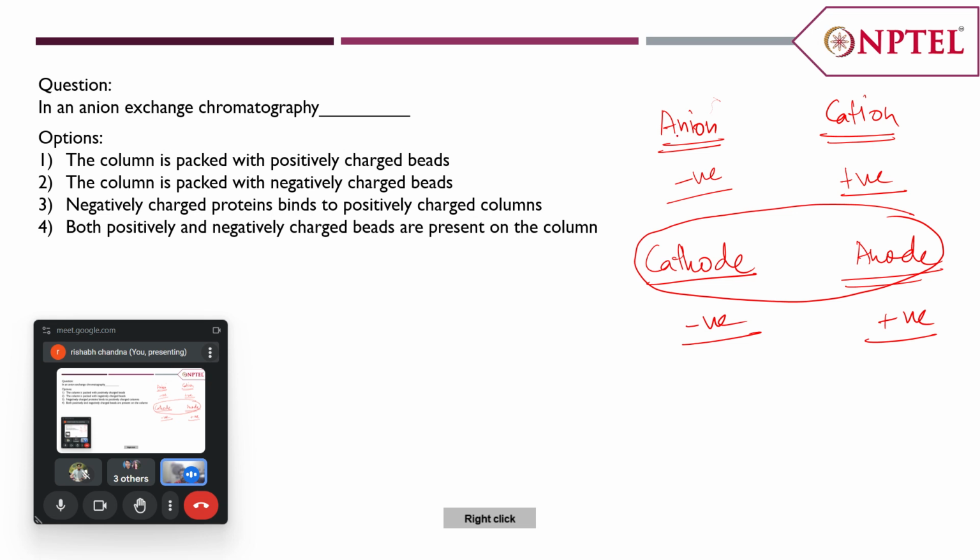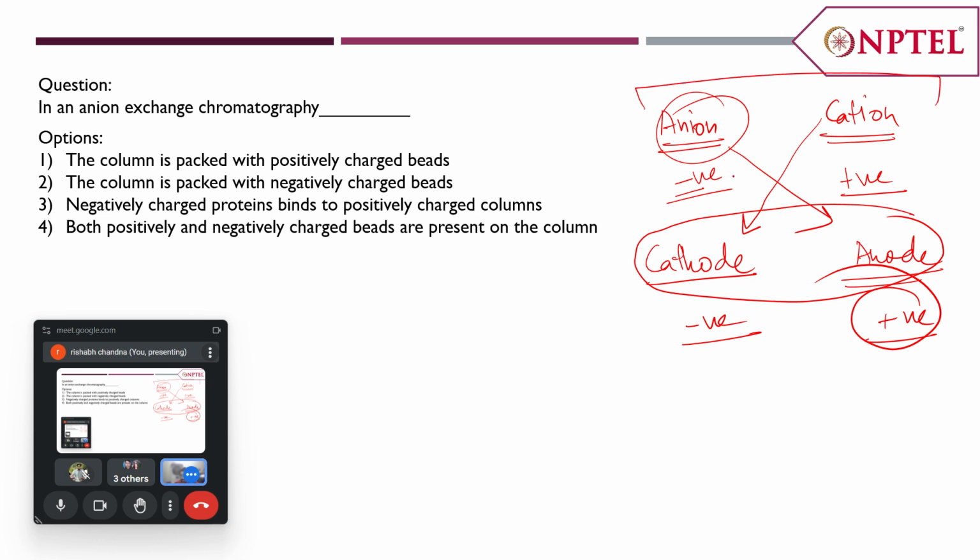So how to remember this? If anion is negative, it will be attracted towards the anode. That means the negative ion will be attracted towards the positive charge. So remember this crisscross relation, then you will remember what is anode, what is anion, what is cathode, and what is cation. This is a simple trick to remember this, because in real life also people get confused regarding these terms.